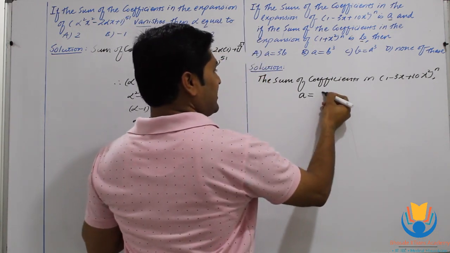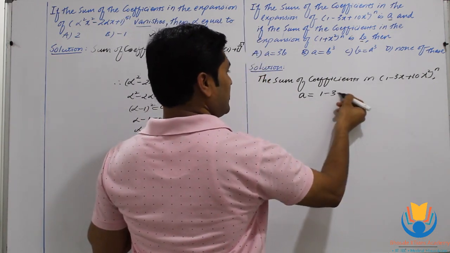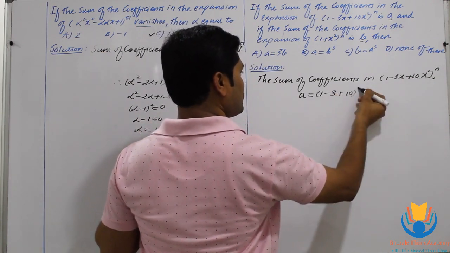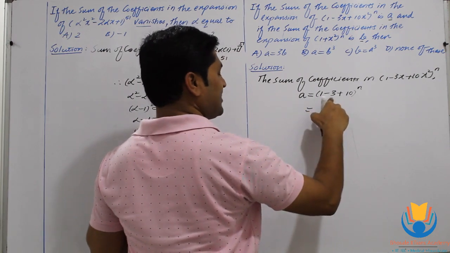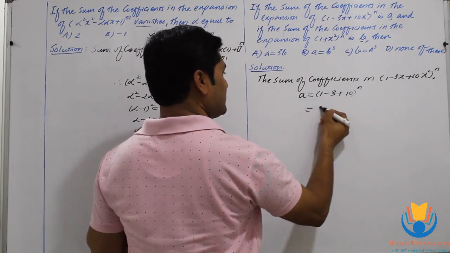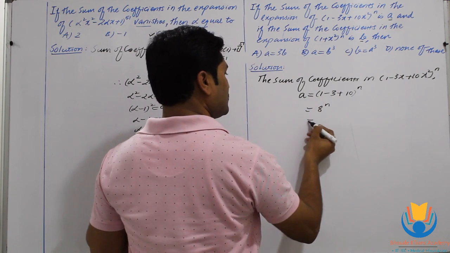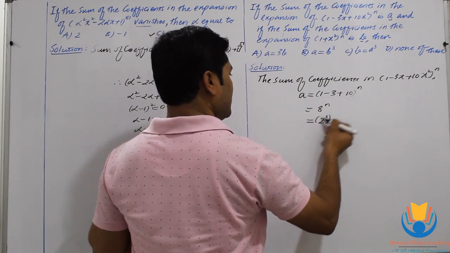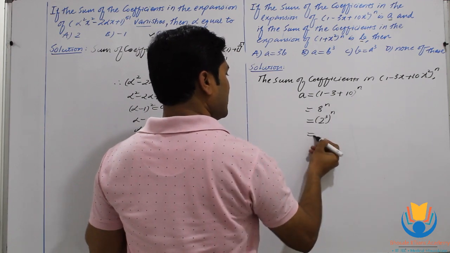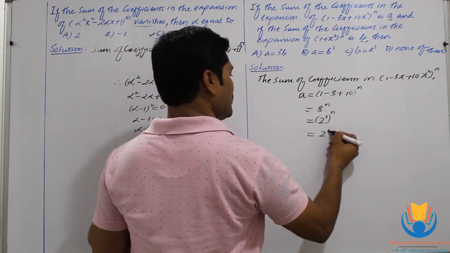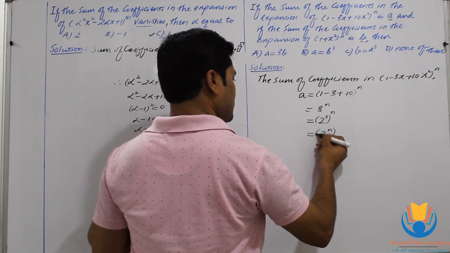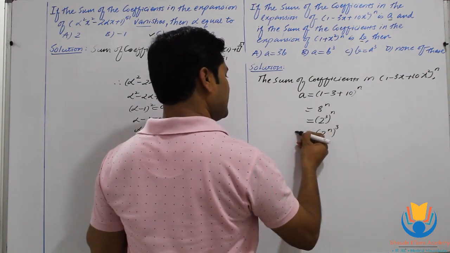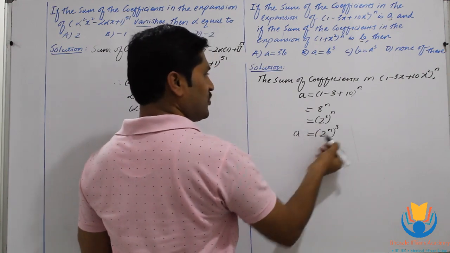So this a is equal to 1 minus 3 ones are 3 plus 1 square is 1, 10 ones are 10, and that whole raised to n. So 1 minus 3 is minus 2, and 10 minus 2 is 8, and this is 8 raised to n. The same can be written as, 8 is the cube of 2, so 2 cube raised to n, or the same can be written as 2 raised to n whole cube. Because we have to find the relation between a and b, that's why we are writing the same. So this is the value of a in terms of 2 raised to n.